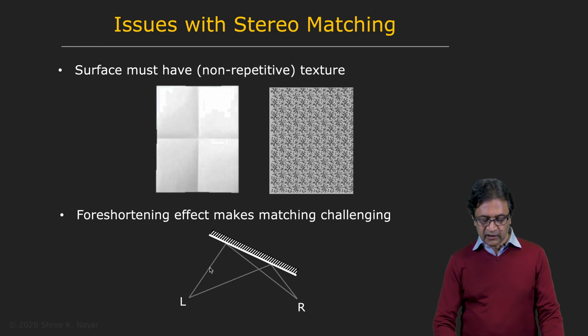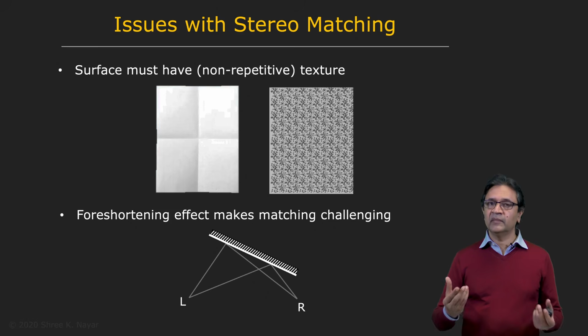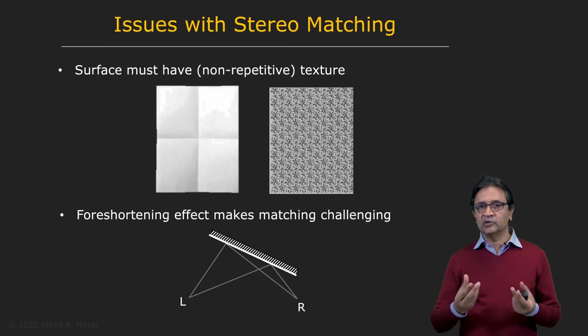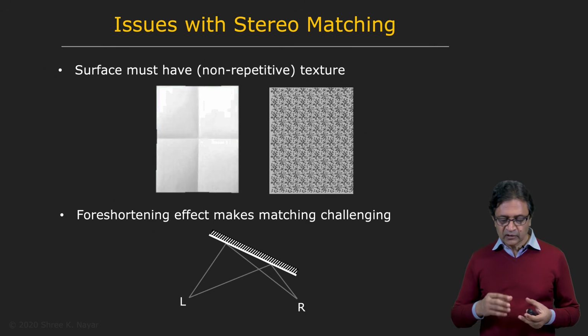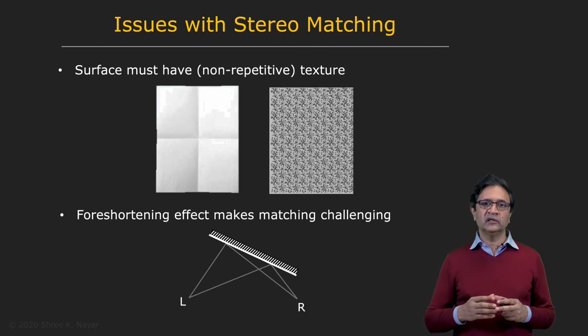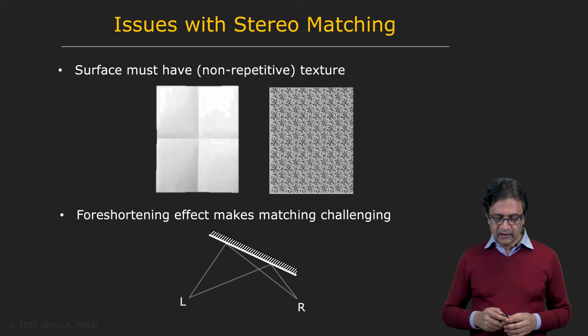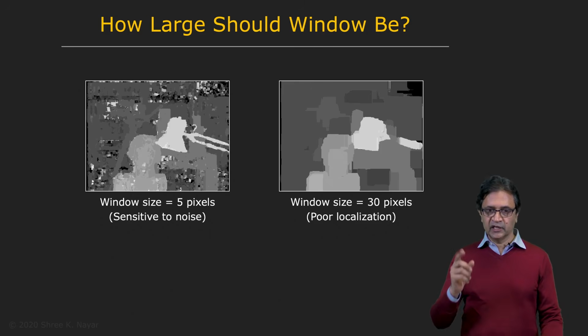The projected area onto the left image is going to be different from the projected area in the right image. And so you're not really matching the same brightness patterns. You're matching warped or distorted versions of each other. So often in stereo matching, one might try to incorporate warping techniques as well to make the matching process more robust.